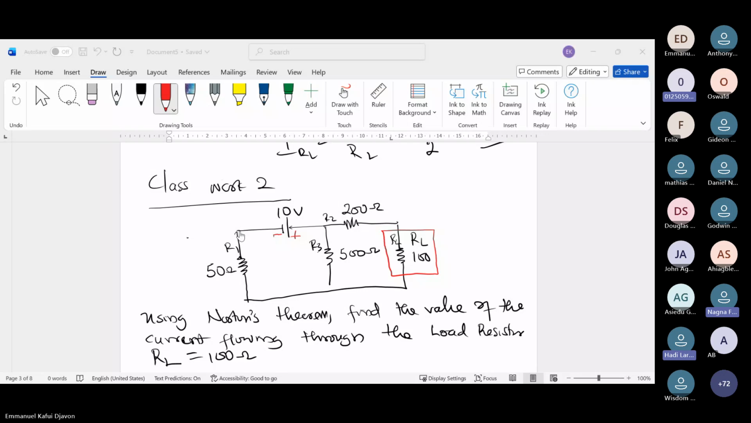No, that one won't work here. You can't use that formula. That one is for series circuits.